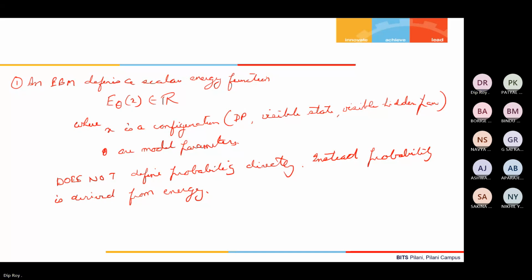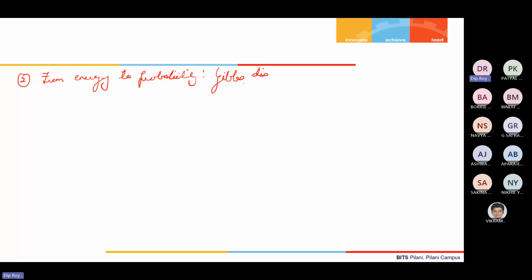Key concept here. Now, the second concept that you need to keep in mind is how do we go from energy to probability? We essentially go via something called the Gibbs distribution. We have already studied all these things in the last class. I just want to put all the pieces together so that the mind map is clear for you.